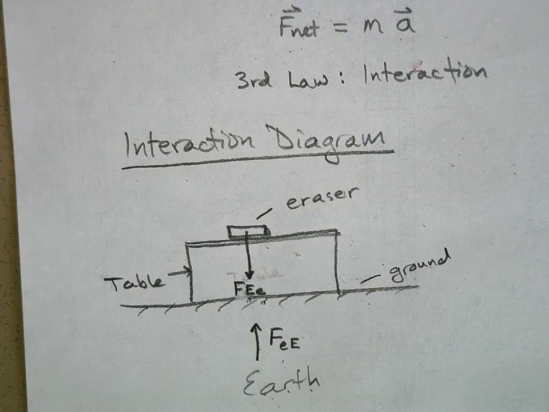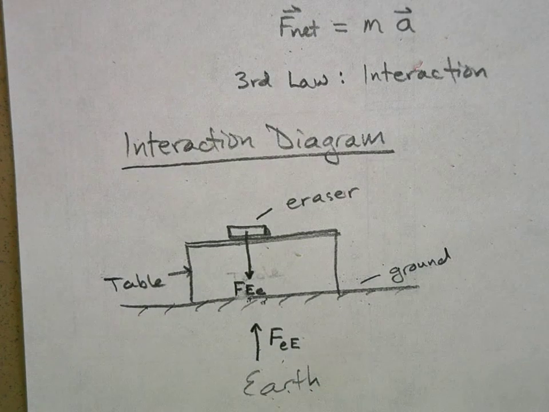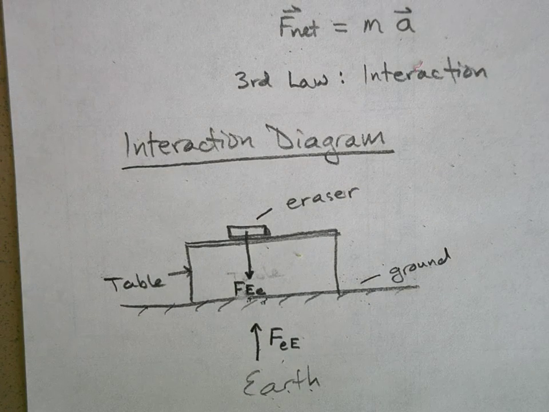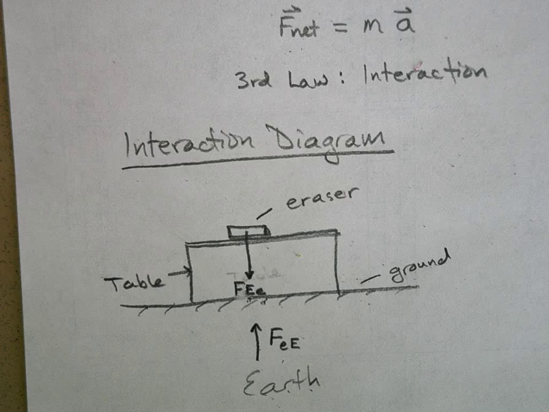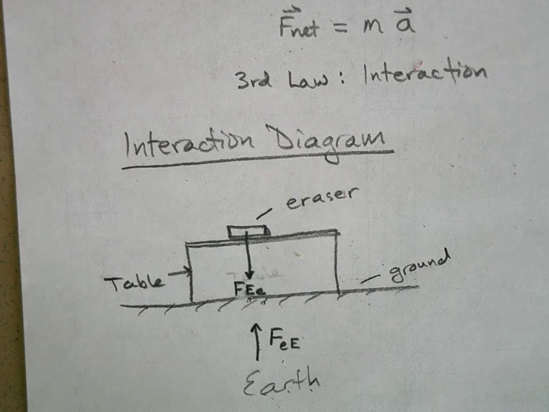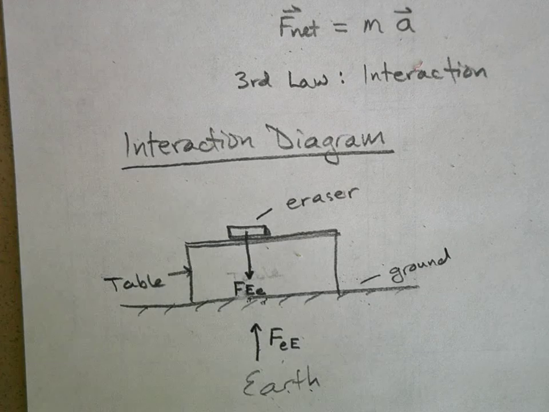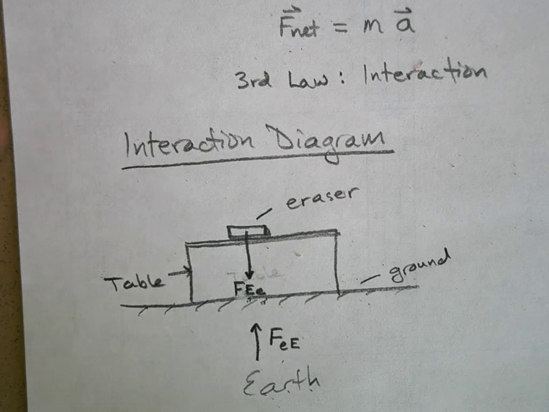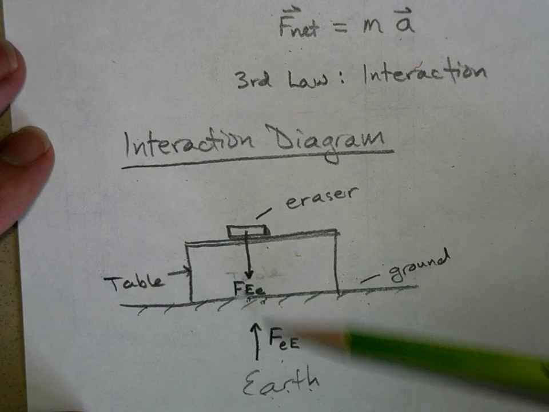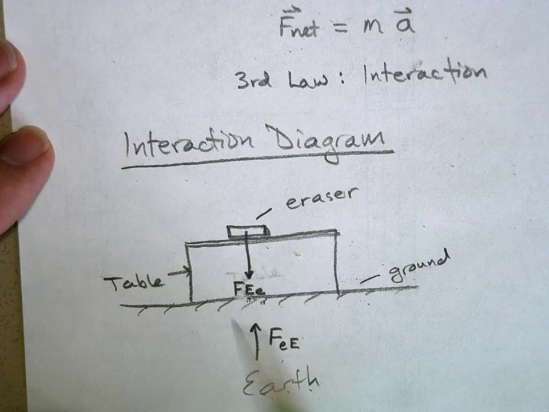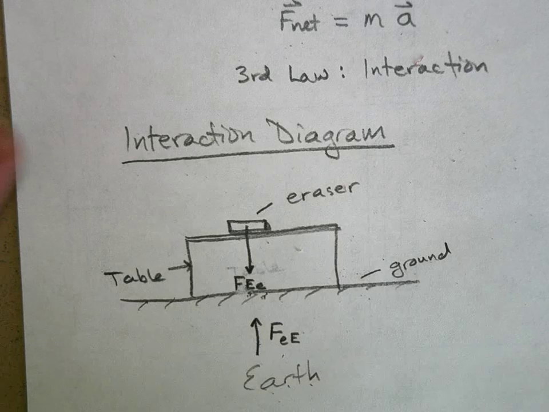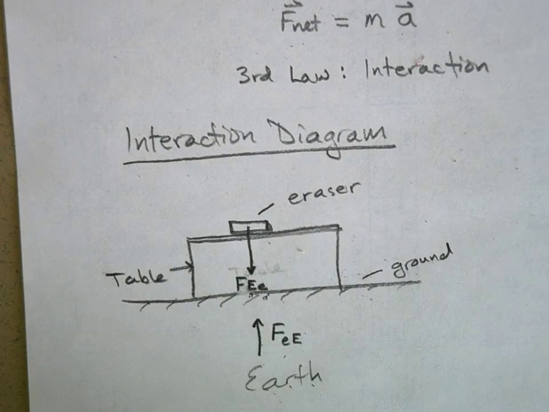If you made some offensive remark and so she slaps your face, she is the agent, and you're the object. Your face is the object, just like that. So you would use these subscripts to represent that. All right, now, if there was no table, what would happen to the eraser?